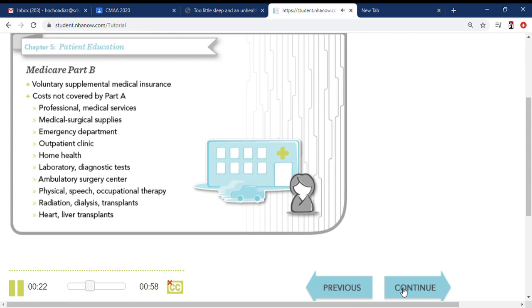Other services covered include care provided at an emergency department or outpatient clinic, such as same-day surgery, home health care not covered under Part A, laboratory tests, x-rays, and other diagnostic radiology services, ambulatory surgery center services at Medicare-approved facilities, most physical, speech, and occupational therapy services, radiation therapy, kidney dialysis, and transplants, heart and liver transplants, and inpatient hospitalizations when the patient exhausts all Part A benefits.